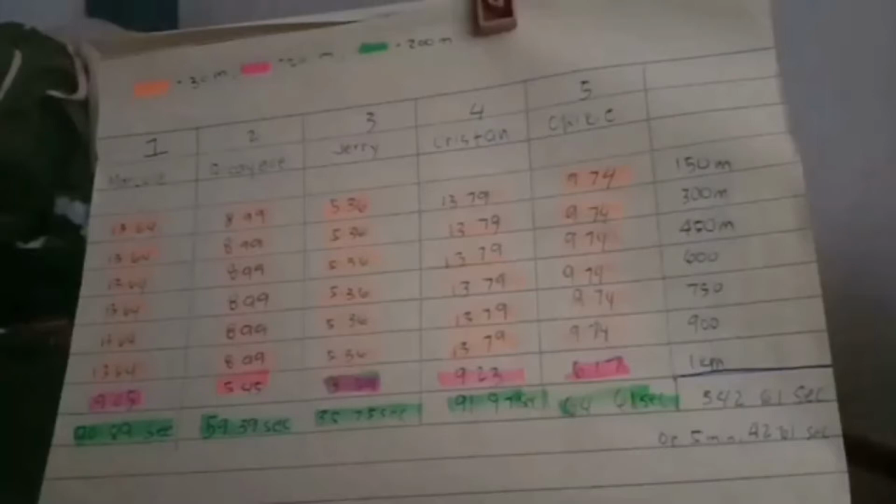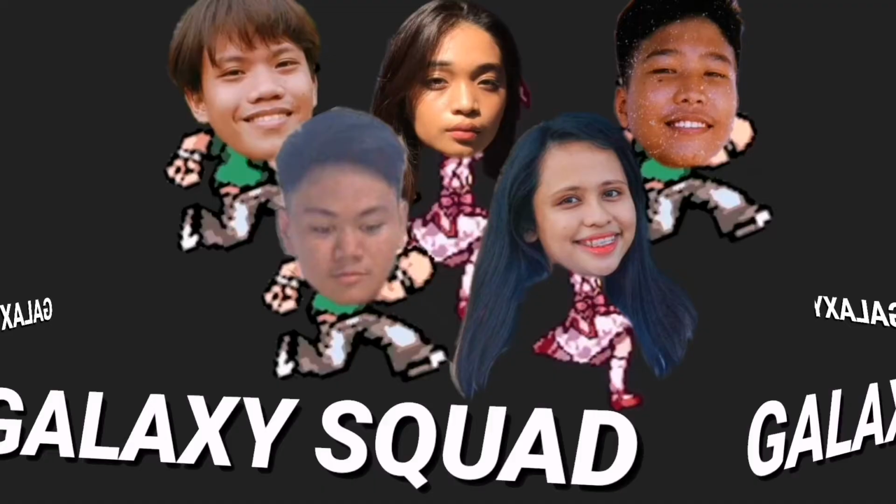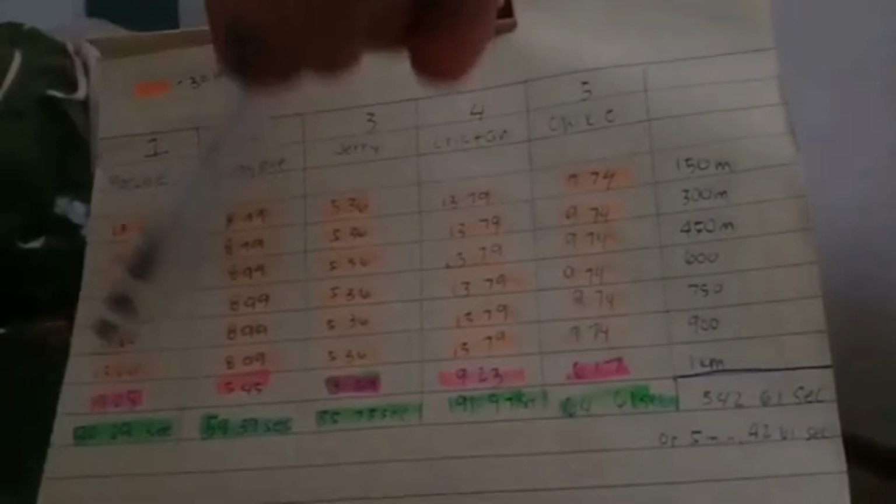What if my team competed in a 1 kilometer relay? How long will it take for us to complete the relay? Let's find out. First of all, as we all know, 1 kilometer is equivalent to 1,000 meter. Take note of that. Since my team consists of 5 members, I've decided to split up the 1,000 meter and divide it into 5. Therefore, each member will run only 200 meter each. 200, 400, 600, 800, 1,000 meter or 1 kilometer.